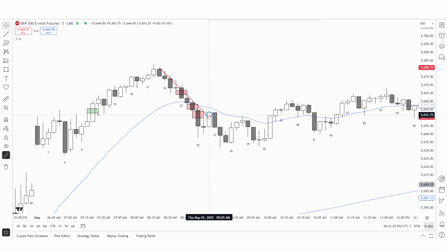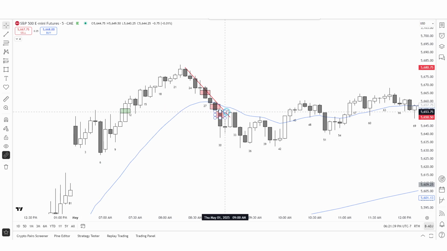So officially, this is the first reversal on the 5-minute chart. On a lower time frame, here's a reversal, there's a reversal, there's a reversal, but they all stay within the trend line. 31 is that trend line break. 31 is a hard short compared to bar 13.